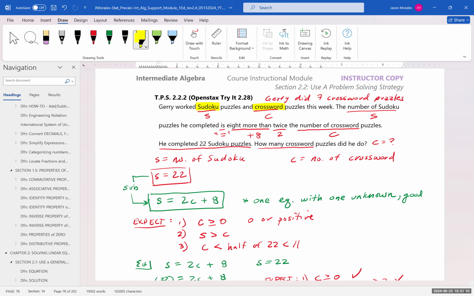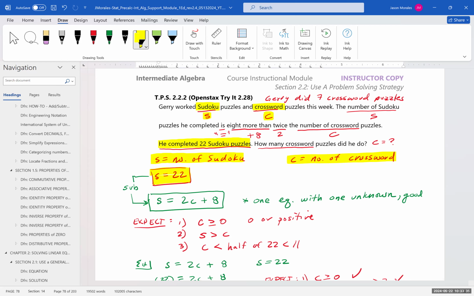So I'm going to use the letter S to represent the variable for the number of Sudoku puzzles that Jerry did, and C to represent the number of crossword puzzles that Jerry did. So S is the number of Sudoku, and C is the number of crossword. And I'll skip down to this sentence here where it says he completed 22 Sudoku puzzles. So right off the bat, we're being told that S equals 22.